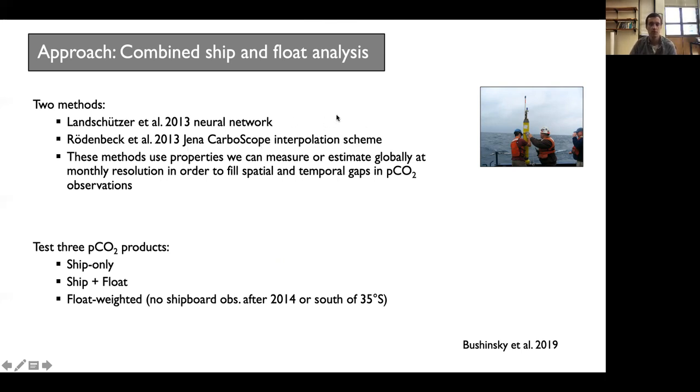So these are two of the methods that are used by the Global Carbon Budget and widely used in the community that try to take properties that we can measure or estimate globally and fill in spatial and temporal gaps in our pCO2 observations to then calculate air-sea CO2 fluxes globally, or here we're just looking at the Southern Ocean. And then we tested three different pCO2 products. So one is ship only. This is the standard data set that they use.